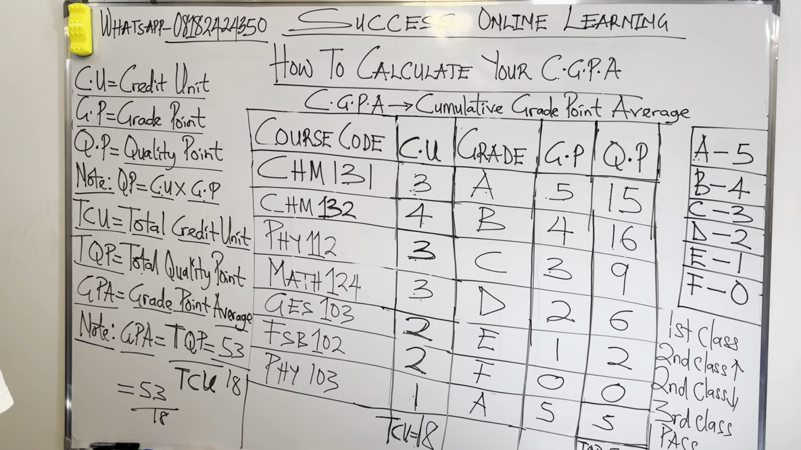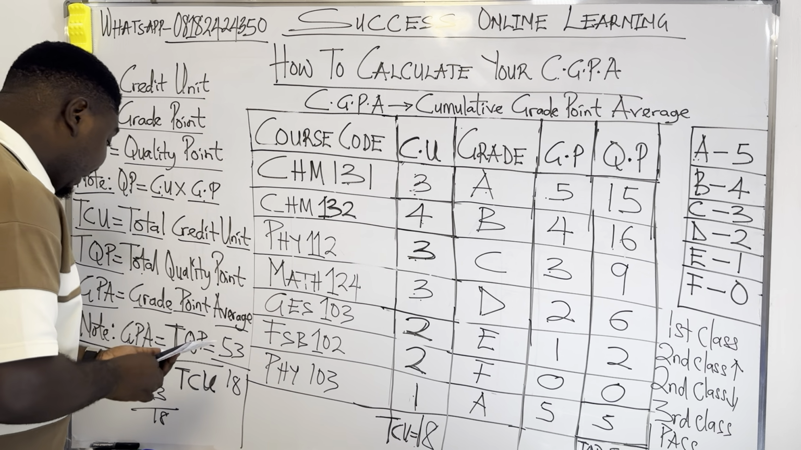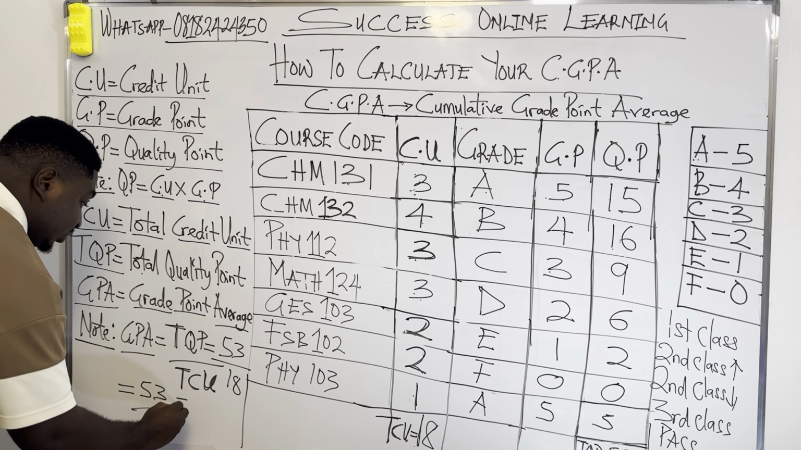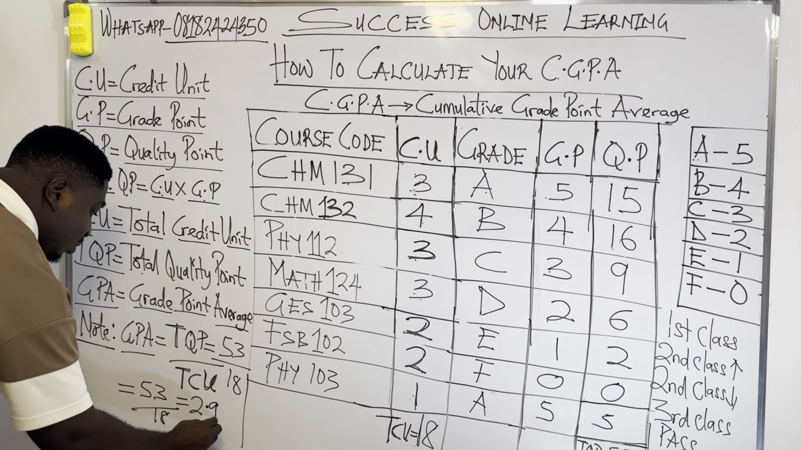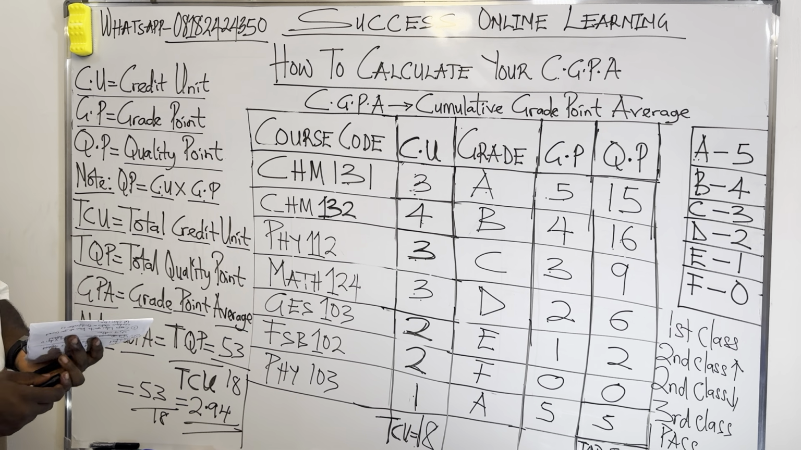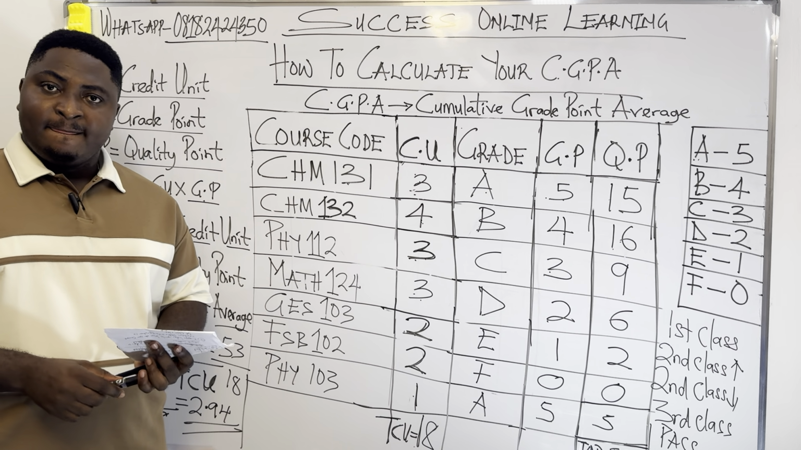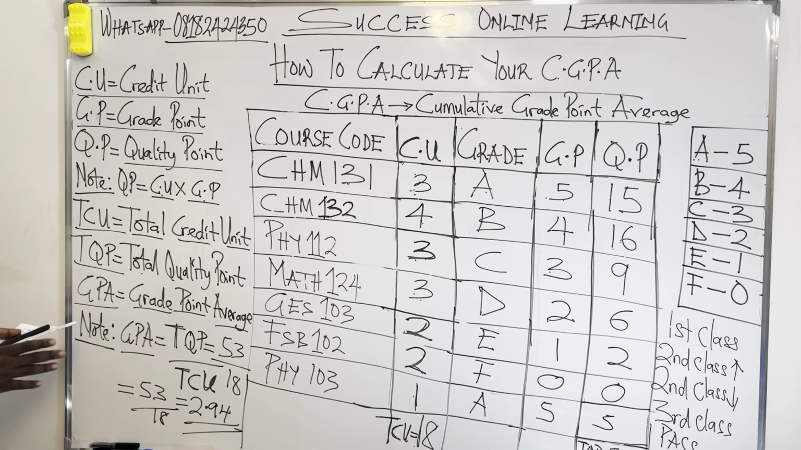Let's get a calculator. 53 divided by 18. And this is 2.94. So this student has a GPA of 2.94, and that's for one semester. And that's why it's called a GPA.